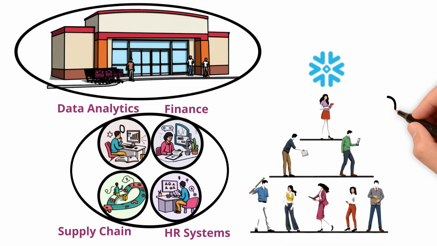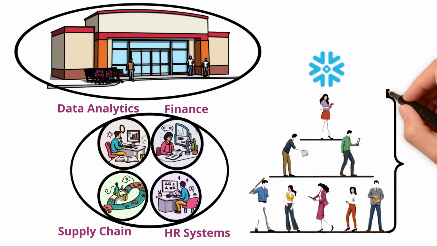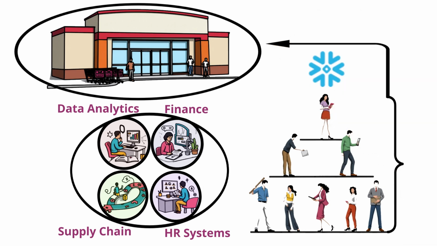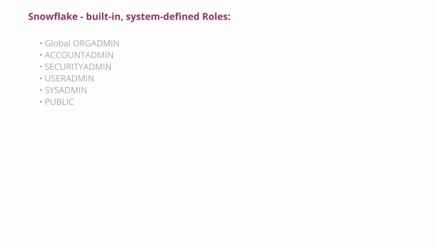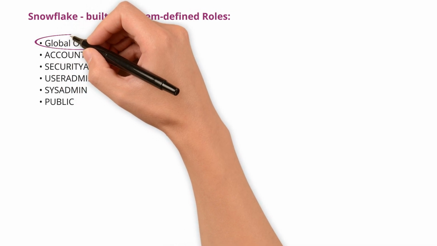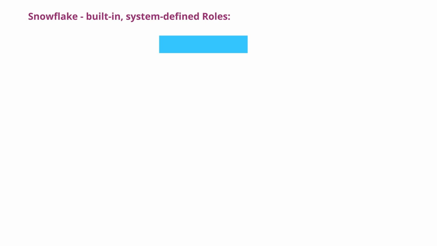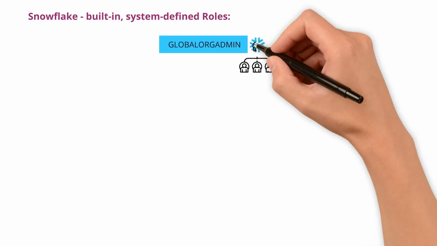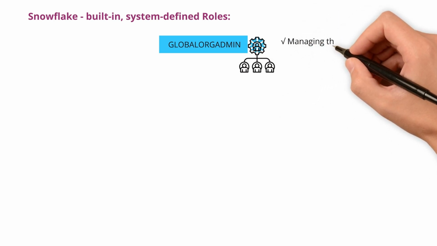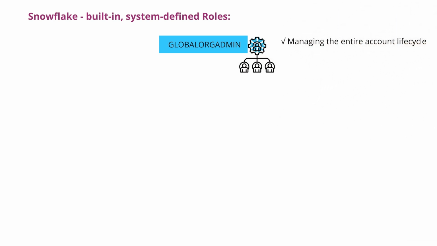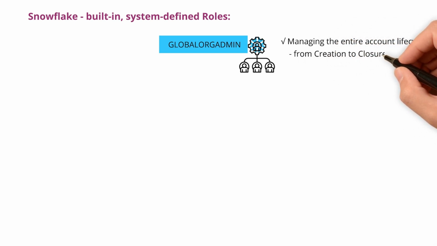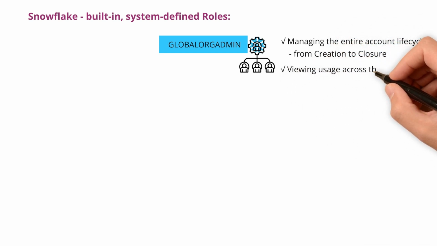To make it easier to follow, let's see how these roles map to Walmart's departments in their day to day operations. Snowflake comes with a set of built in system defined roles. Let's start at the very top with the highest level of control in Snowflake, that is Global OrgAdmin. The scope of this topmost role in Snowflake is to perform organization wide tasks such as managing the entire account lifecycle from creation to closure and viewing usage across the organization.